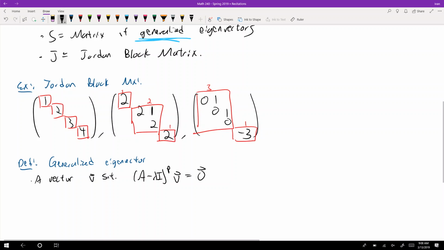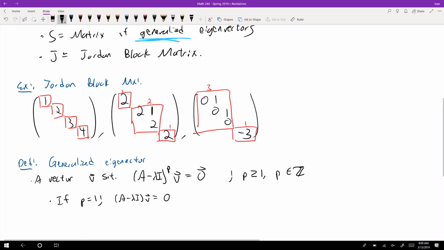In this case, p has to be greater than or equal to 1, and p has to be an integer, right? So that's what p in Z means. Z is the set of integers. So p has to be a positive integer, and v satisfies (A - λI)^p v = 0. So in particular, if p equals 1, what do we have? Well, if p equals 1, I have (A - λI)v equal to 0.